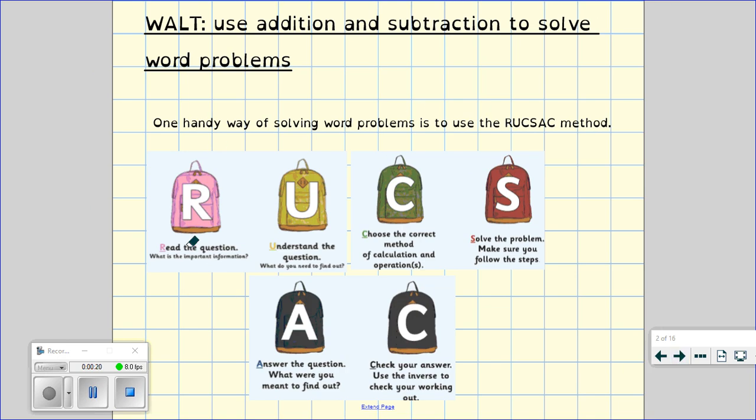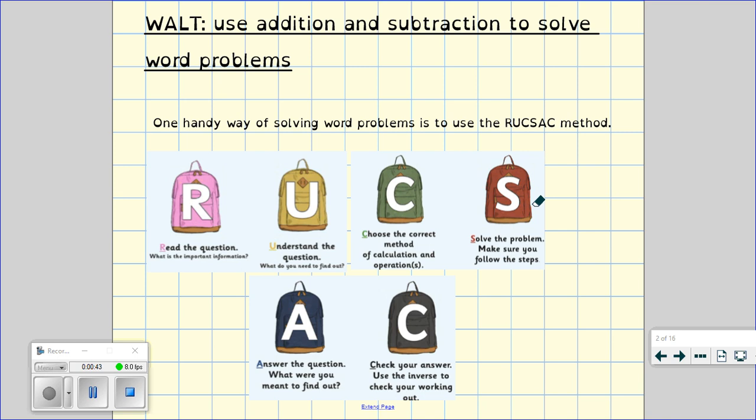So that means we read the question and we think to ourselves, what is the important information? I would underline that in the question so that you're highlighting the important key facts. And then you think to yourself, do I understand the question? What am I being asked to find out? Then you choose your correct method. So do I need to do an addition, for example, or a subtraction?